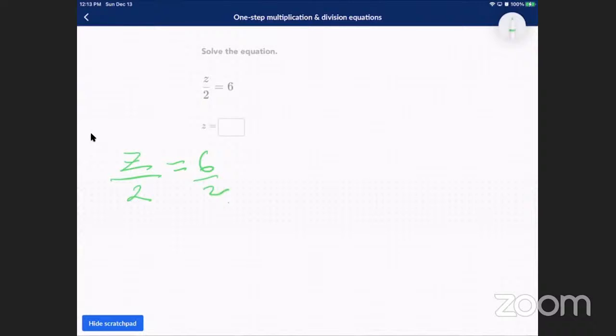So z over 2, I think we put 2 up here too to cancel it out. And then here we would get 3 because 3 times 2 is 6. And if we cancel this z out, we would get z right here. z equals 3. And then, so z would be equal. Why can't I do that?